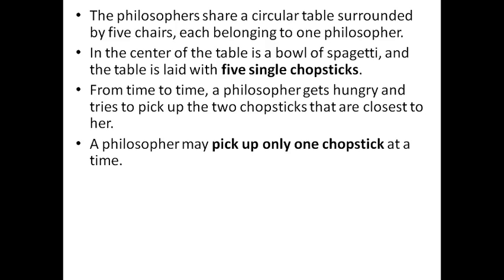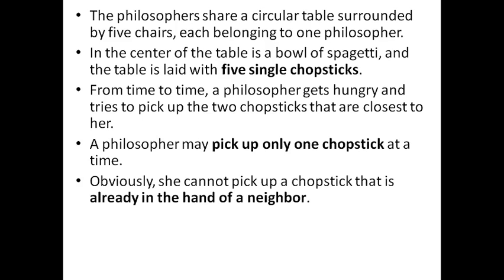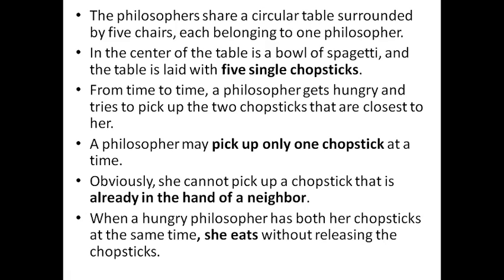A philosopher may pick up only one chopstick at a time, but then he will try to get the second one. Obviously, she cannot pick up a chopstick that is already in the hand of a neighbor. When a hungry philosopher has both chopsticks, then he or she can eat the food without any issue. After that, he has to release the forks. This is the expected procedure.